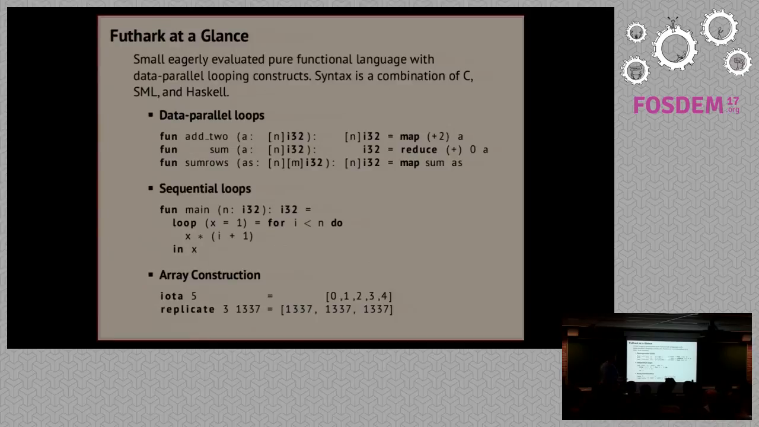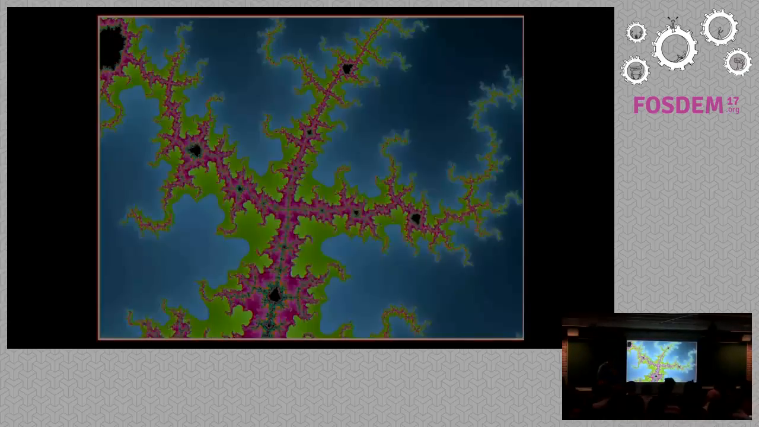So it's also just syntactic sugar for a tail recursive function, if you're used to functional programming. Arrays can be constructed with some built-in constructs: iota, which is just like range in Python, gives us back a range of consecutive integers, or replicate, which copies some value. The arguments to replicate can also be arrays, but I won't be using that. So, on to an example.